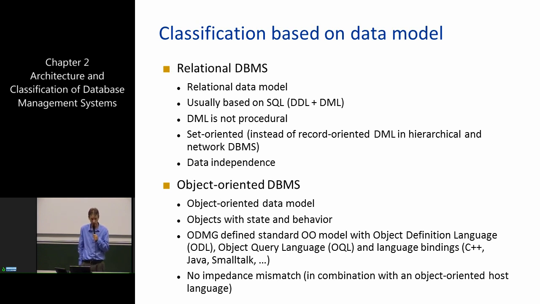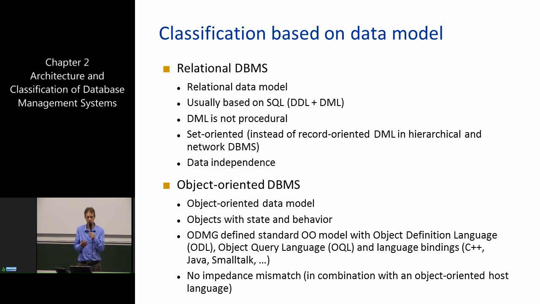And it has defined a standard object-oriented model with an object definition language, an object query language, and some language bindings. So language bindings are particular implementations of all these standards in a particular language environment. That language environment can be C++, Java, or Smalltalk, for example. Typically object-oriented environments there. The nice thing about the object-oriented DBMS is that you do not have an impedance mismatch.